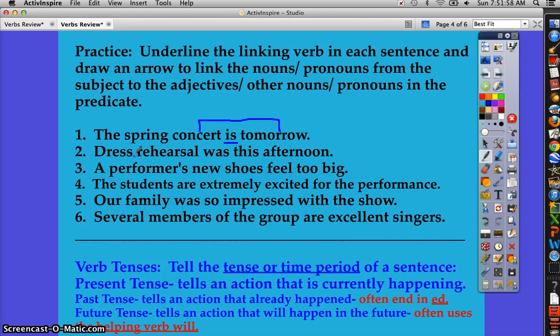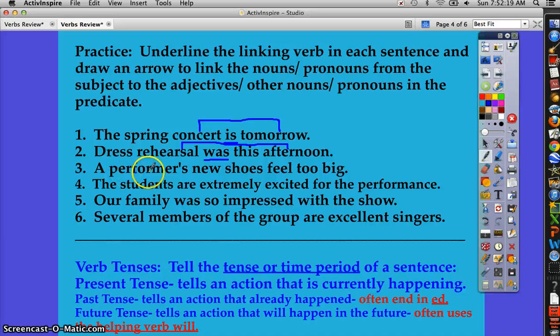Number 2, dress rehearsal was this afternoon. Was would be the linking verb this time. What was what, right? Rehearsal this time was in the afternoon. So we're going to link rehearsal to afternoon by was this time. Just rehearsal, not dress rehearsal, right? Dress would be an adjective.